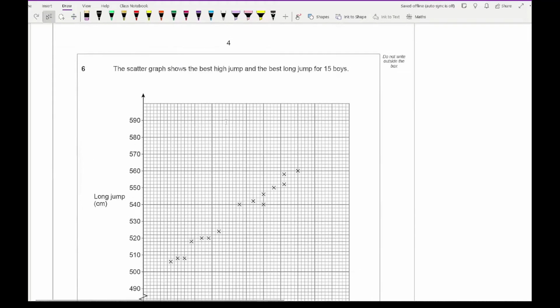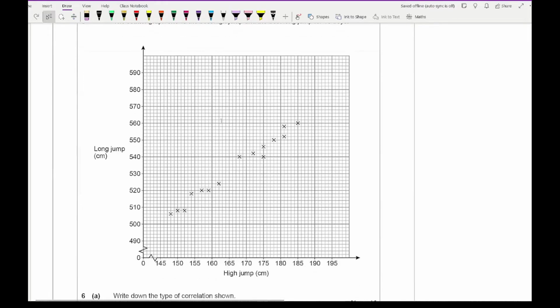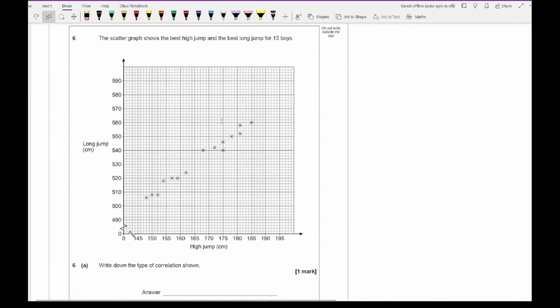Then moving on to question 6. Now question 6 is looking at a scatter diagram. Now if I just zoom out so we can see the scatter diagram in all its entirety. So the first question says, write down the type of correlation shown. That's only worth 1 mark.